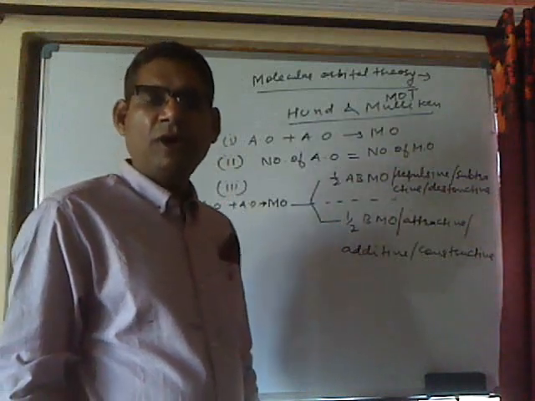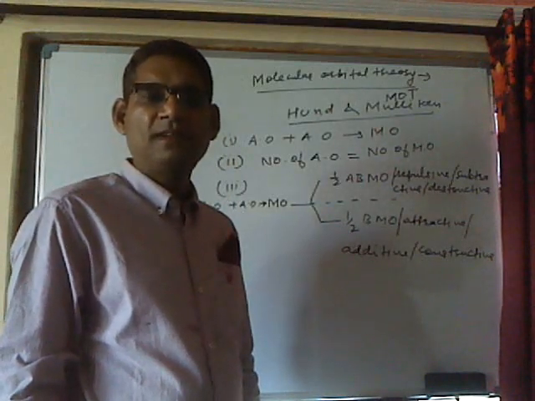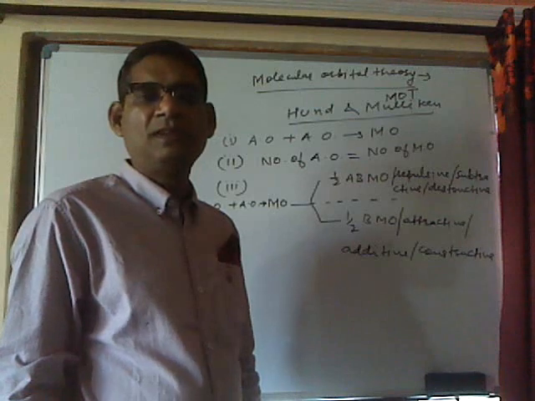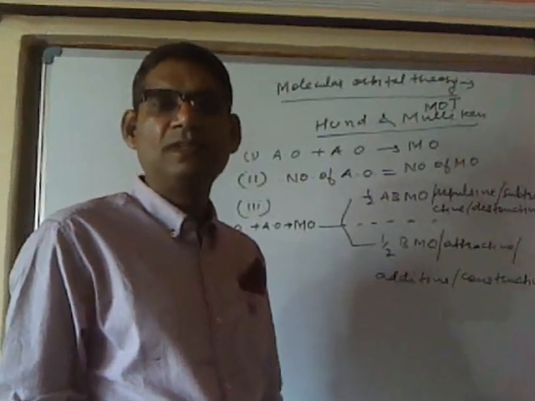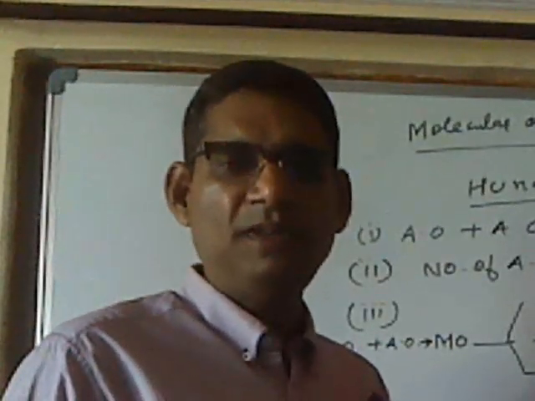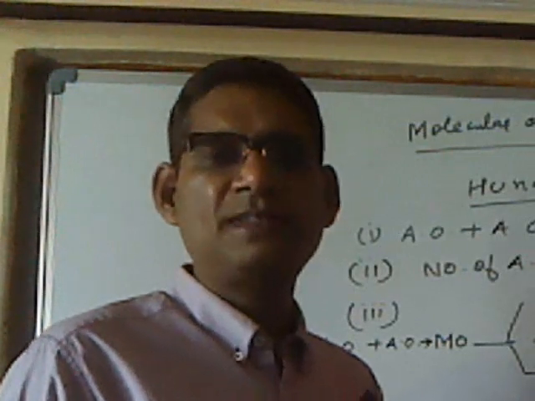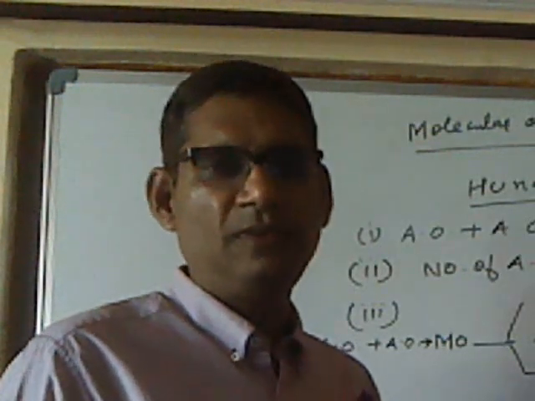The number of bonding molecular orbitals and antibonding molecular orbitals plays a very crucial role in the bond order between two atoms, that is, the number of bonds between two atoms.